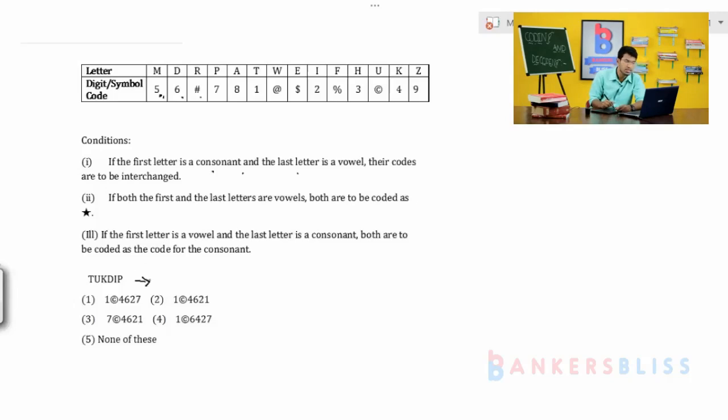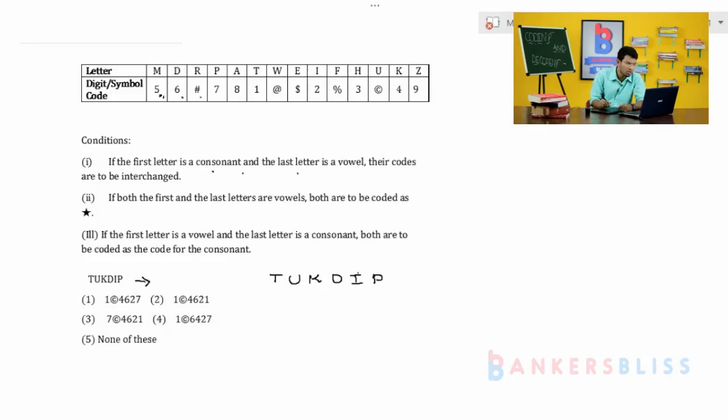Then here, TUKDIP, this is the statement. Whether the given statement has to be arranged in the form of coding and decoding, I'll write here, guys, TUKDIP. Just what I am telling you, guys, first you have to write the given codes, that is, what is given for the letters, digits or symbols to be coded in the statement problem.